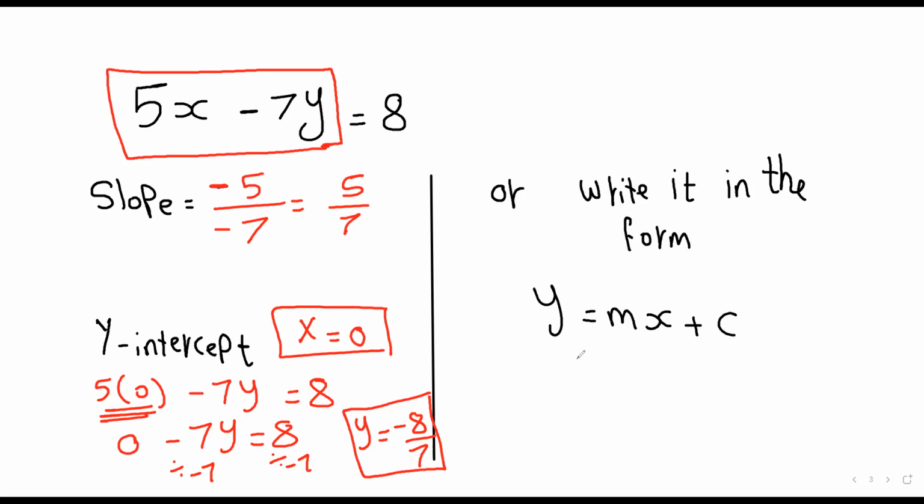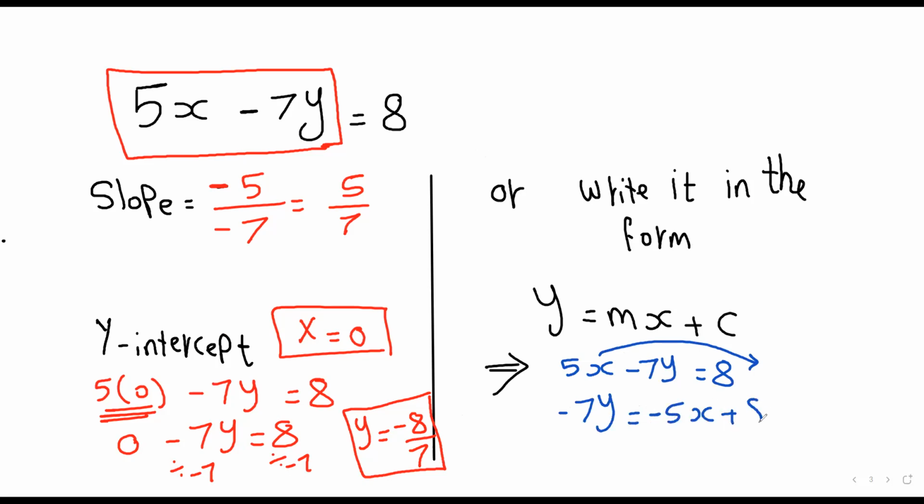There is another solution. Write it in this form: y equals mx plus c. The equation is given as 5x minus 7y equals 8. Move 5x to this side, so negative 7y equals negative 5x plus 8. And divide by the coefficient of y. Here, what is the coefficient of y? Negative 7.